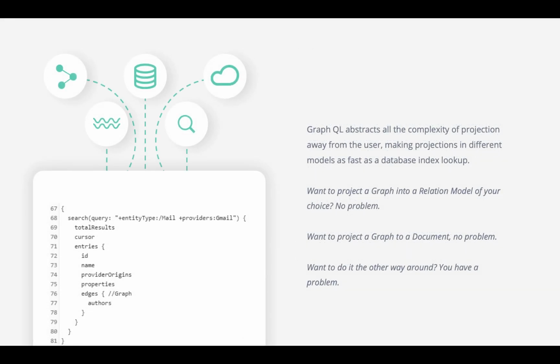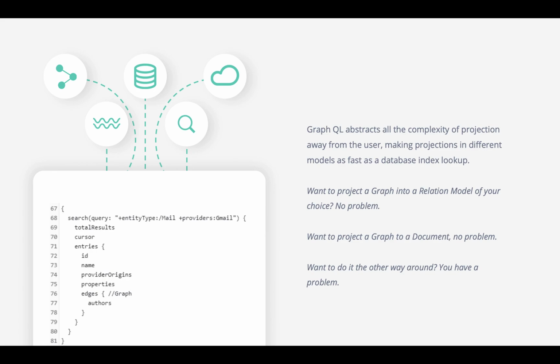One of the languages that makes this very easy is GraphQL, because it abstracts all the complexity of the projections away from the user. It also can facilitate that ability to optimize the queries to run as fast as possible. So I'll give you an example. Do you want to project a graph into a relational model? Not a problem. Want to project a graph into a flat table or document? Not a problem. Because the graph is the highest fidelity data structure or way to model our data.